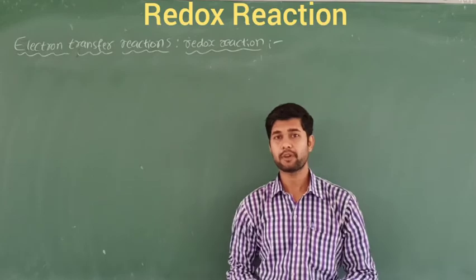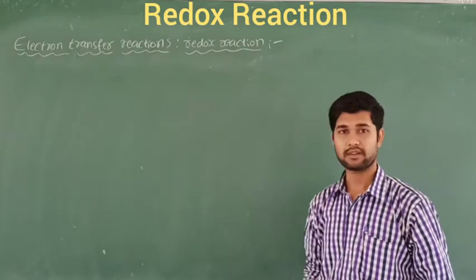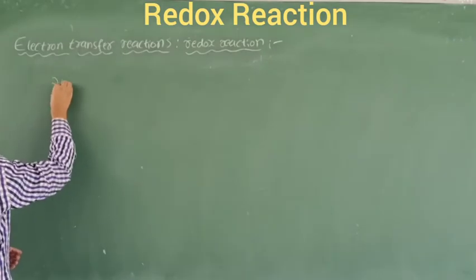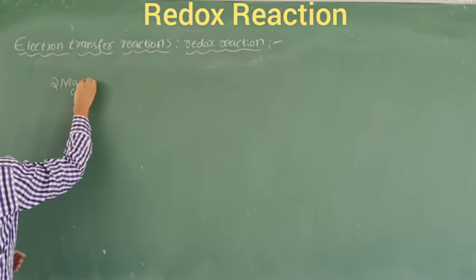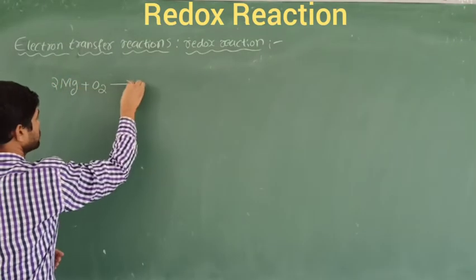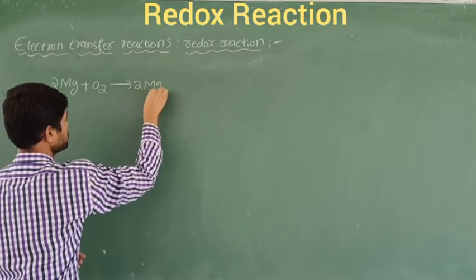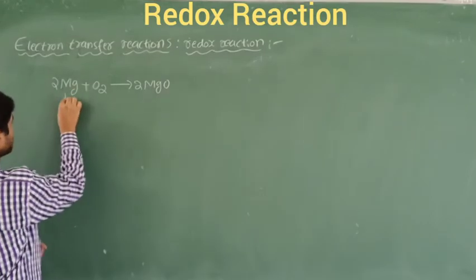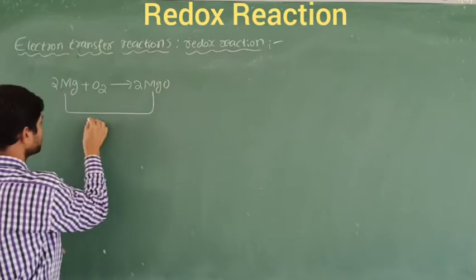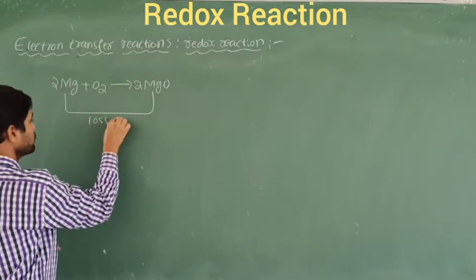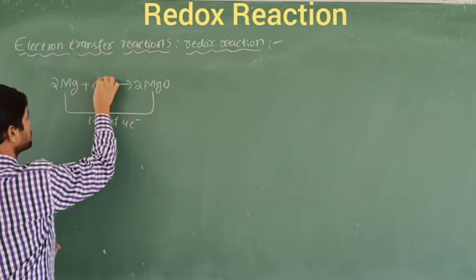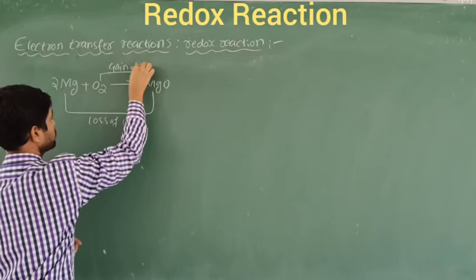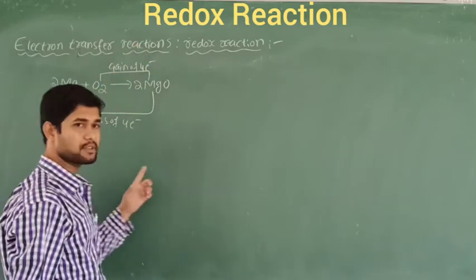Let's study a few more examples based on this electron transfer reaction. So let's solve a simple reaction. It is 2 magnesium plus O2 that forms 2MgO. So this is an example for the redox reaction. So here now I am going to write like this. Here this is the loss of 4 electrons, and this oxygen gets the gain of the 4 electrons. So loss means oxidation.